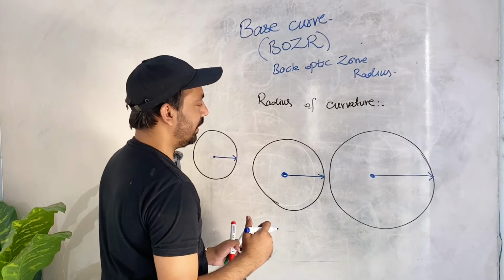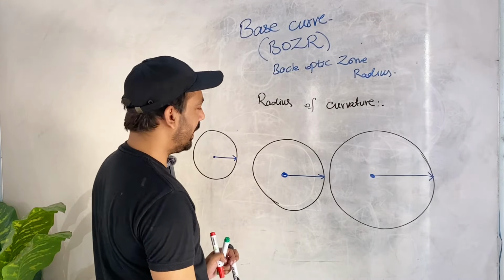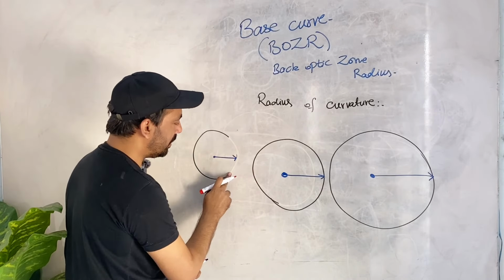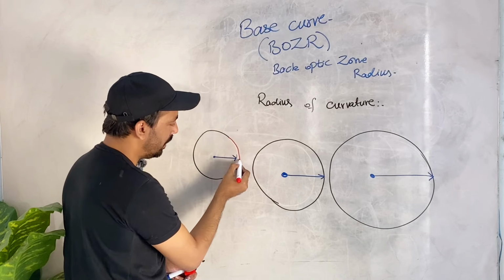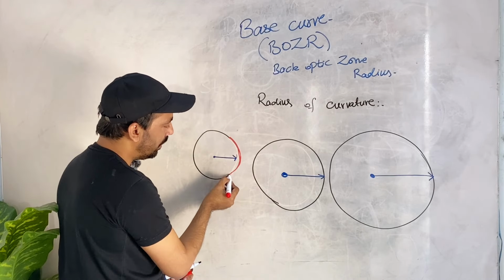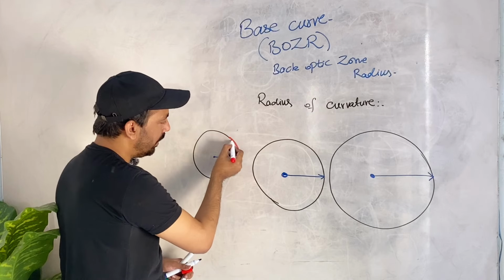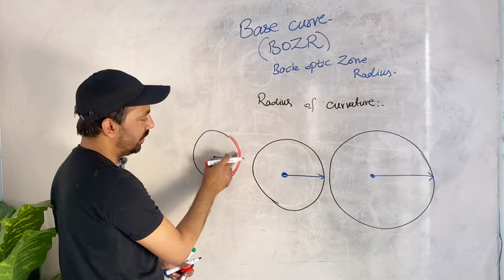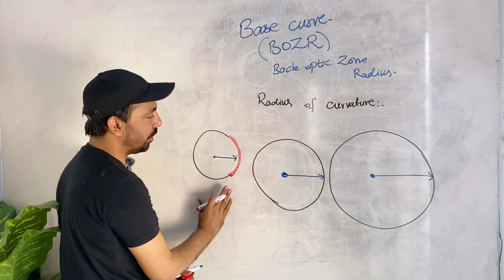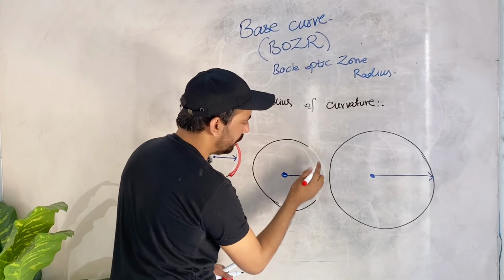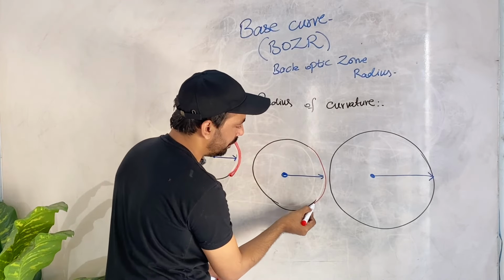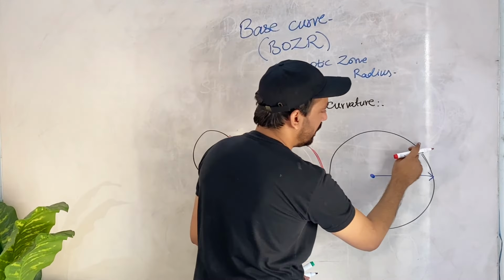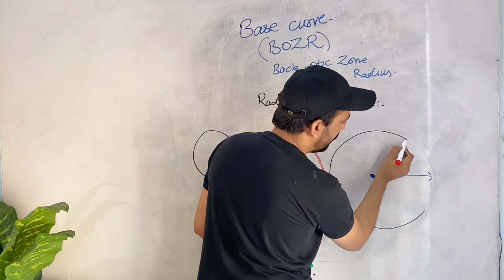So let's learn about the contact lens now. Consider this circle as a contact lens, right? We are considering these portions as the contact lens. These red circles which I marked, this red portion, we are considering as a contact lens, right? This red zone is a contact lens. And the biggest circle, you see.